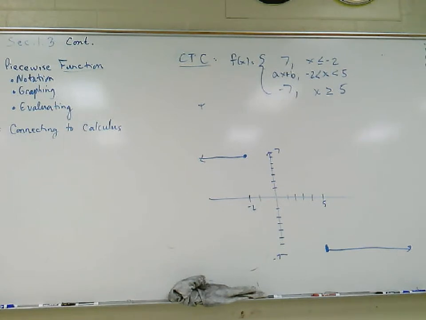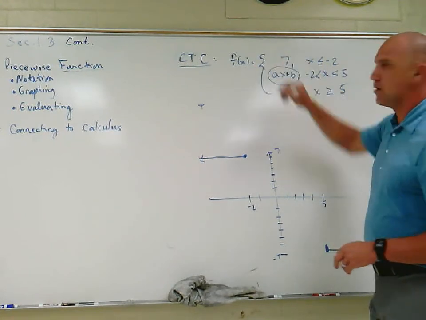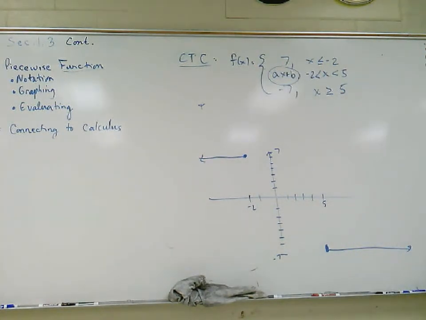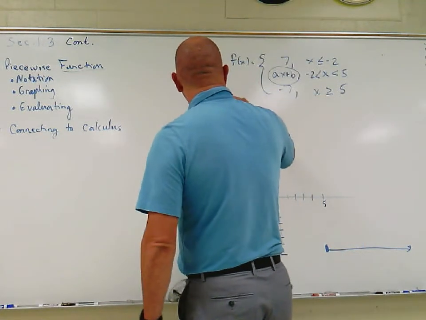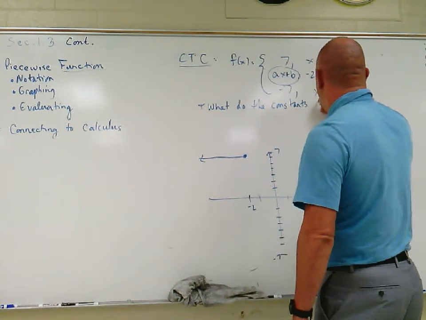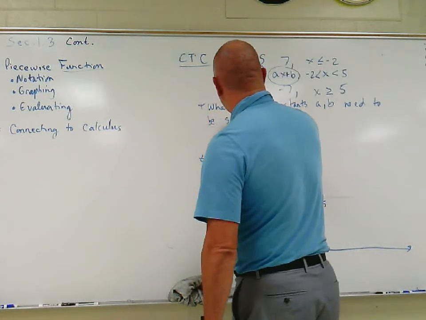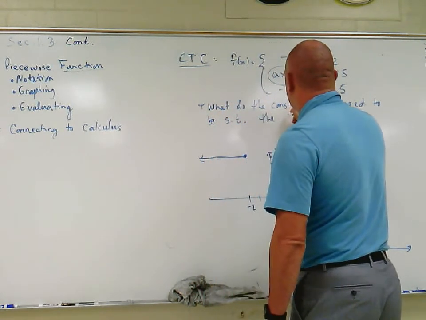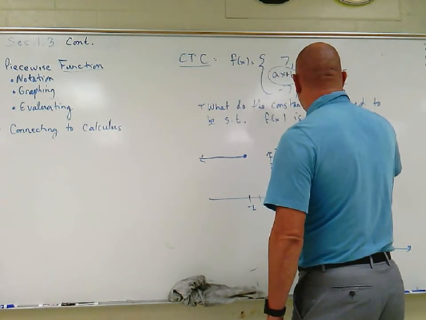What's unknown is this. What do you think this is the equation of right here? Ax plus b. A linear function, that's exactly right. A linear function. And the question is this: what do the constants a and b need to be such that f of x is continuous?